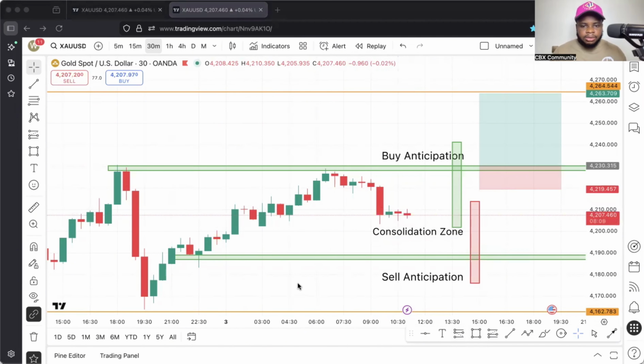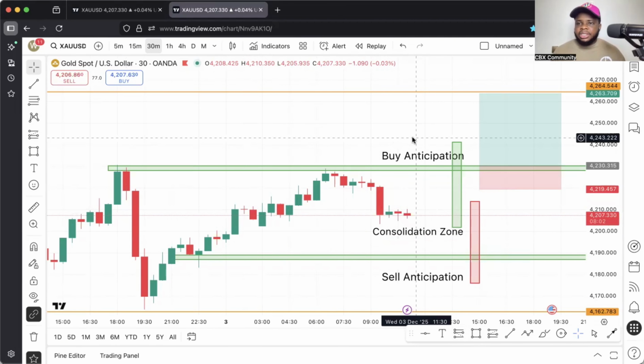Let me just do it following a little bit. So you don't need to chase the market. You just need to be patient until the moment you're able to identify that thing that you are looking for according to your trading plan. That's why it's very good for you to have a trading plan.